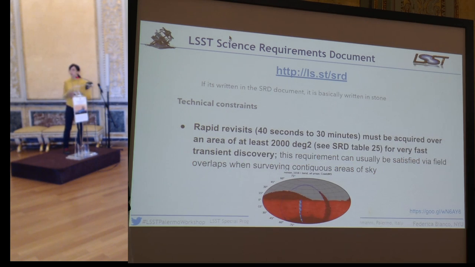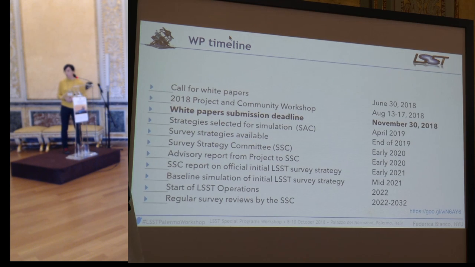There's one final technical constraint, which is a rapid revisit that must be acquired in an area of at least 2,000 square degrees. This is actually implemented trivially by running cadences that basically overlap the field at short periods of time. So a cadence that goes along the meridian and then runs down the meridian will implement it. Other than these 3 requirements, things are very flexible.